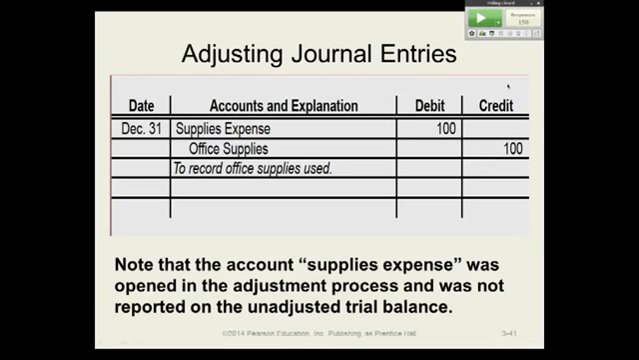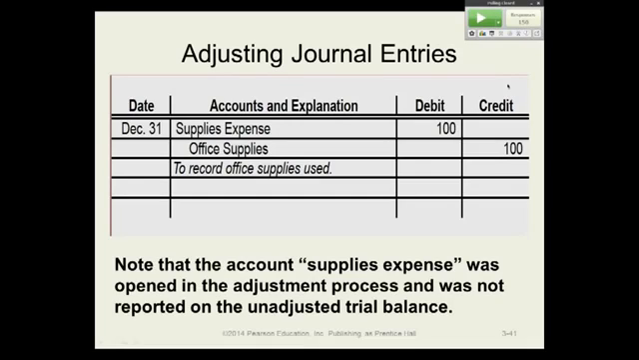So go back, and again, the course always builds. If you remember way back in Chapter 2, one of the first learning objectives was the chart of accounts. In the chart of accounts, you could have a supplies expense, but you didn't use it yet. You're using it right now. So supplies expense is opened up in the adjusting process, and we credit the office supplies. So now, when you credit the office supplies, the balance is $400.